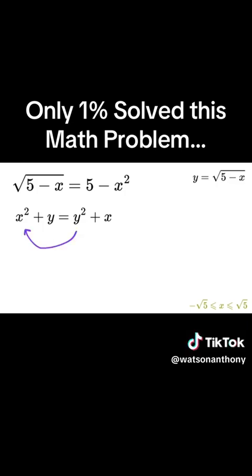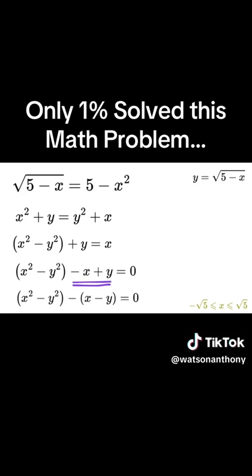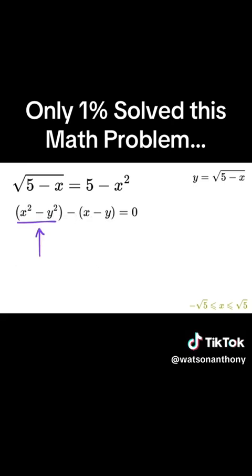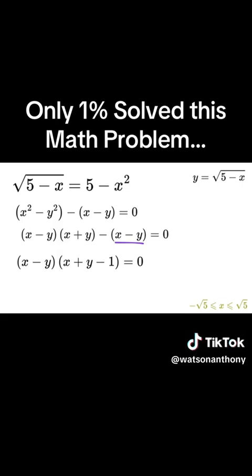Now first bring this y squared to this side and group it with x squared to get x squared minus y squared. Then bring this x here to get x squared minus y squared minus x plus y equals 0. We can also rewrite this as minus of x minus y. From the difference of squares formula, we know that this is simply x minus y times x plus y, isn't it? Next, we can factor out the common term x minus y from both of them to get x minus y times x plus y minus 1 equals 0.